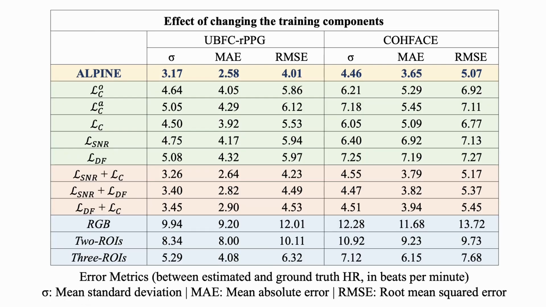To understand the importance of each component of the hybrid loss function, we performed different experiments by using only that component as a loss function. Additionally, we performed the experiment RGB by replacing green color in ALPINE with the RGB colors. This setting performs poorly as the green color channel provides the strongest PPG signals.